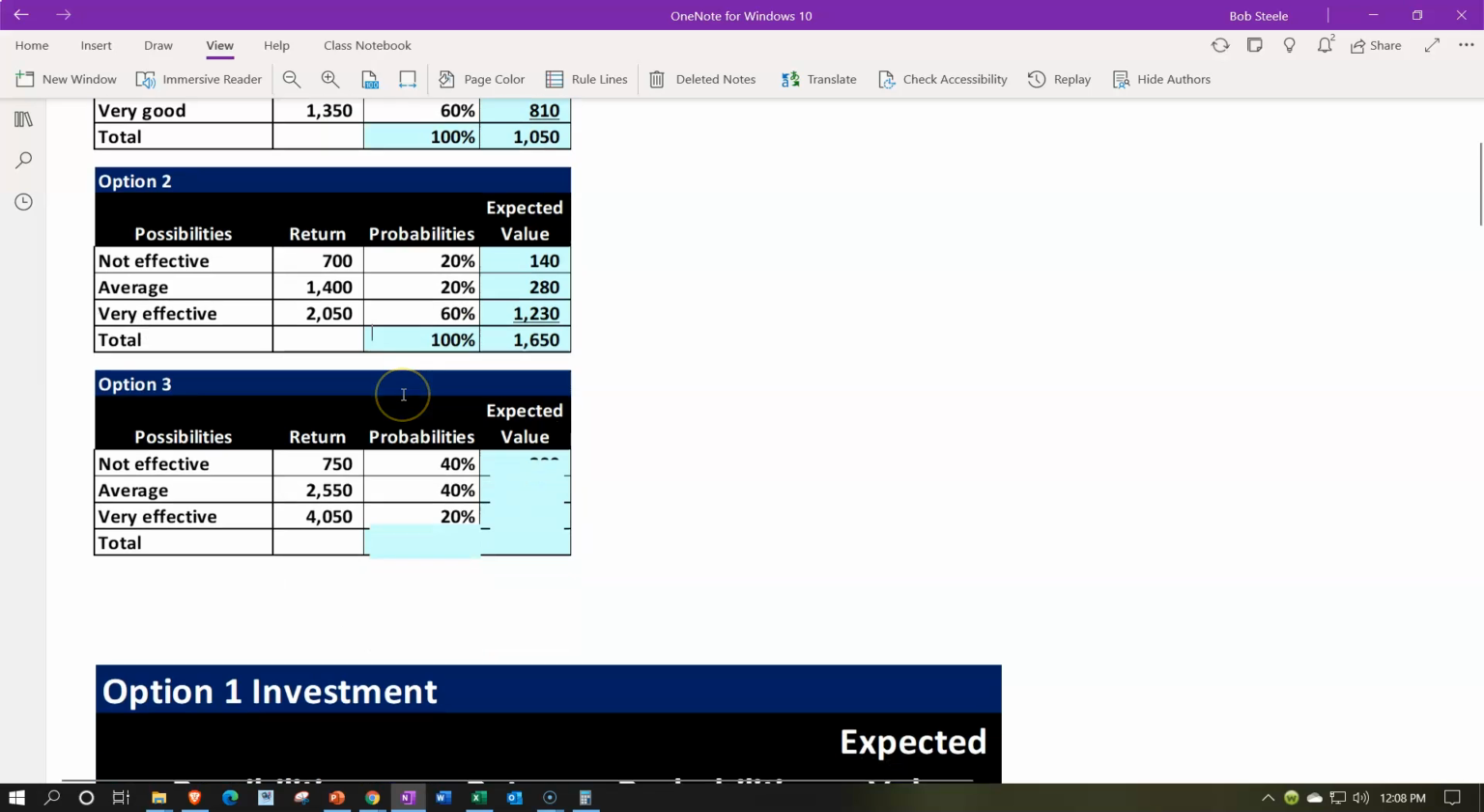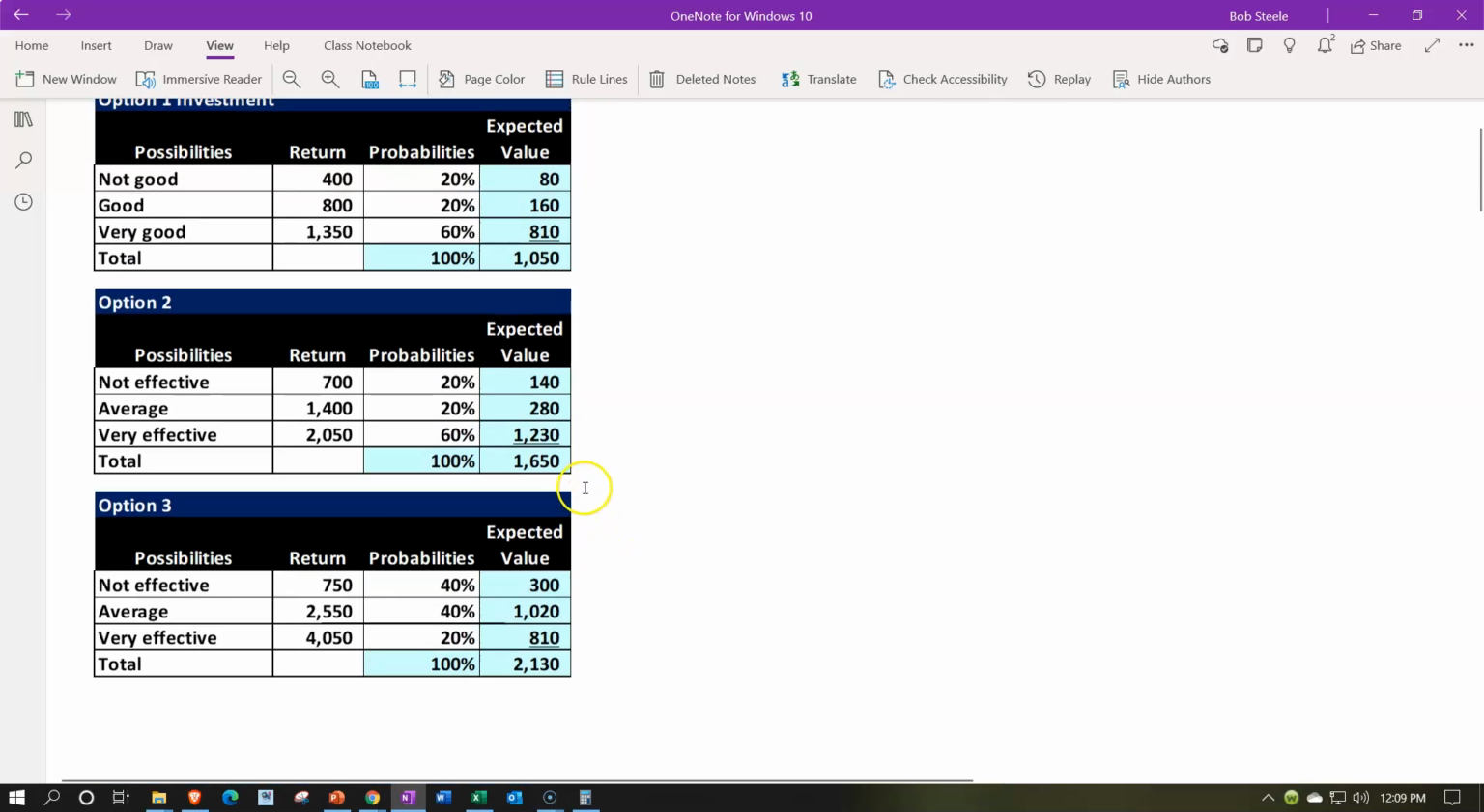And then in investment 3, we're thinking we have the 750 at the 40%. So now we have different probabilities here. So the 40% times the 750 is 300, the 2,550 times the 40% is the 1,020, and the 4,050 times the 20% is the 810, for a total of 2,130. These add up to 100% as well. So between these 3, the last option has our greatest expected return. We got the 2,130 versus the 1,650 and 1,050.